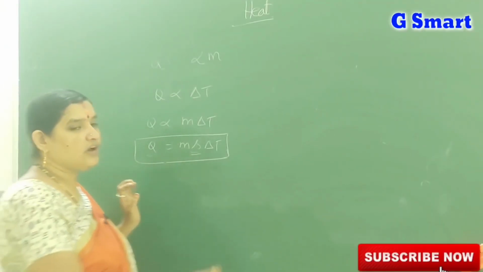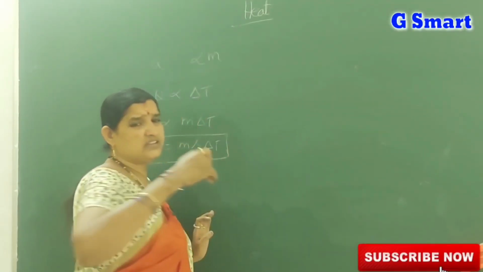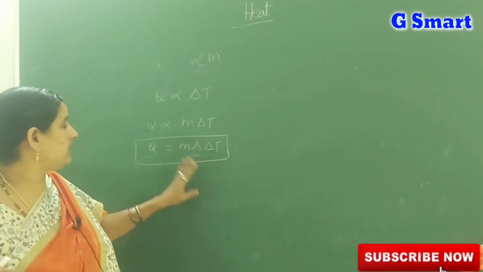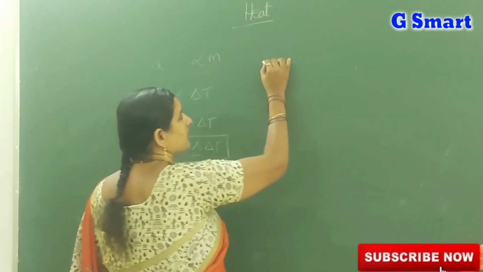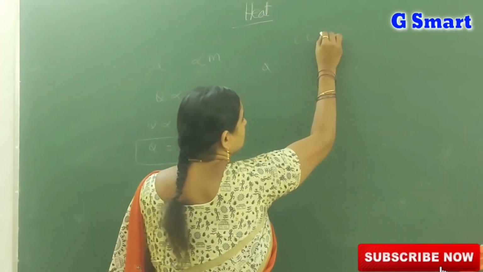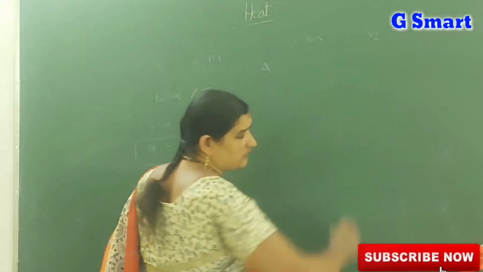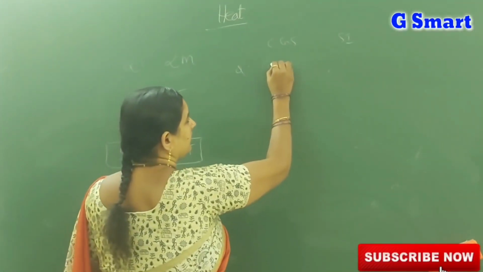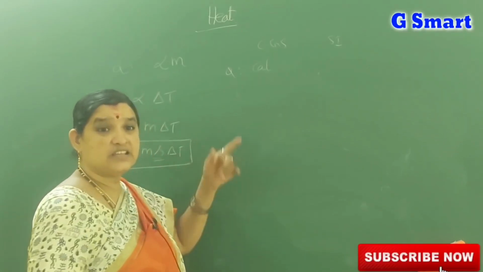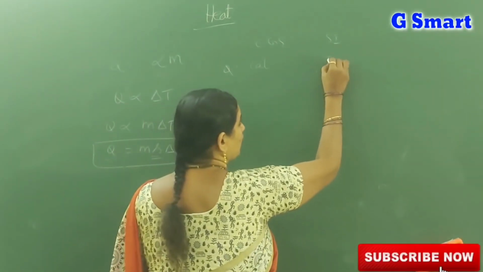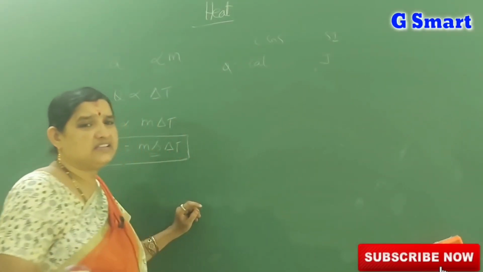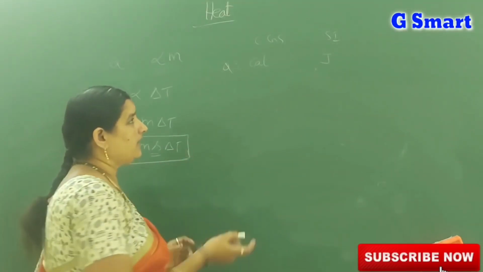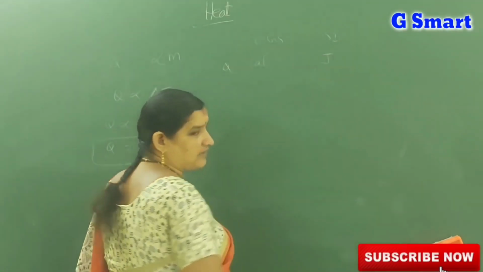Then what are the units of heat and specific heat? Specific heat I will tell later. Next, let us see about Q. Q means heat. What are the CGS unit and SI unit? What is the CGS unit of heat? Calorie. What is the SI unit of heat? Joule. Heat is nothing but energy. For energy we have the unit joules. Joule we denote with a capital J.